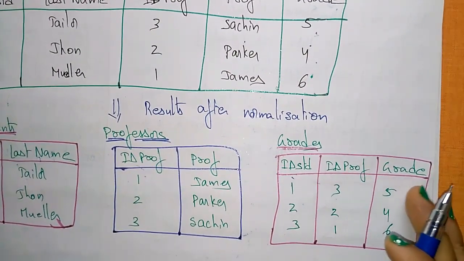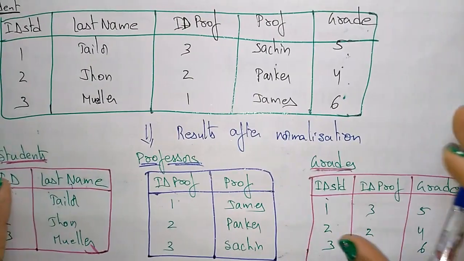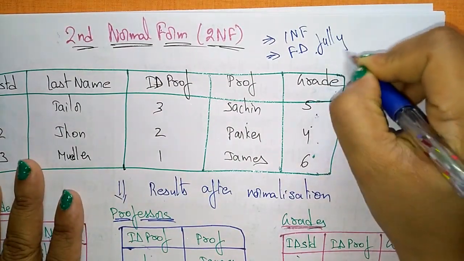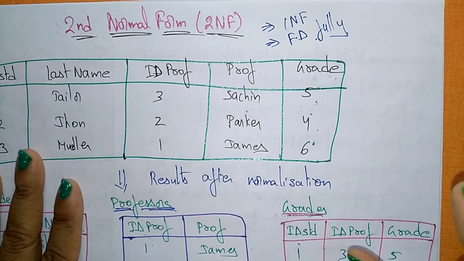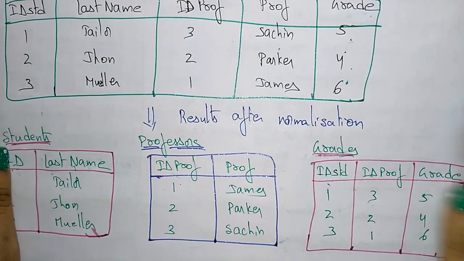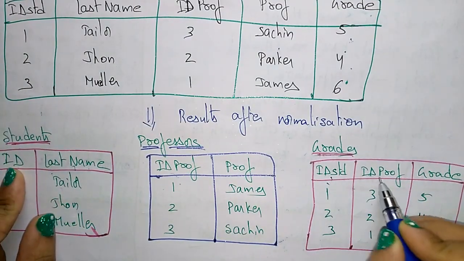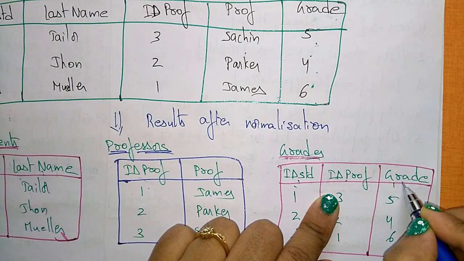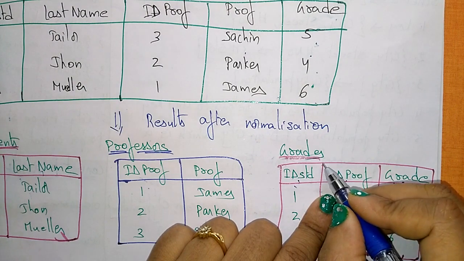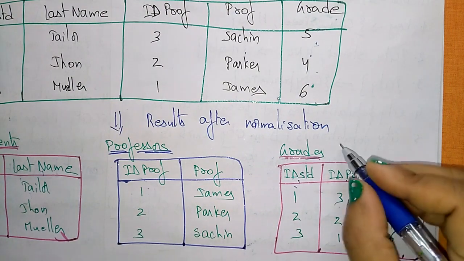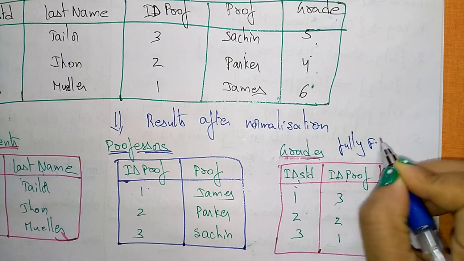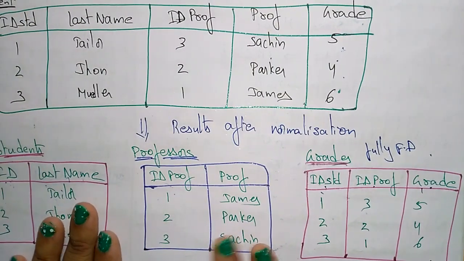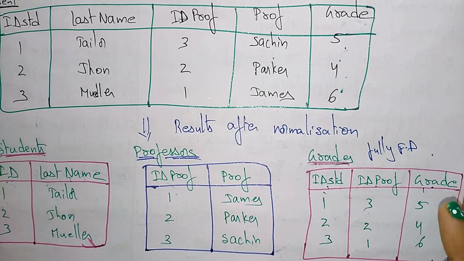And coming to grades, why am I saying the second normal form should be fully functionally dependent? Here we have the student ID, the professor ID and the grade. When a non-key attribute depends upon two or more keys, you can say it is fully functionally dependent.